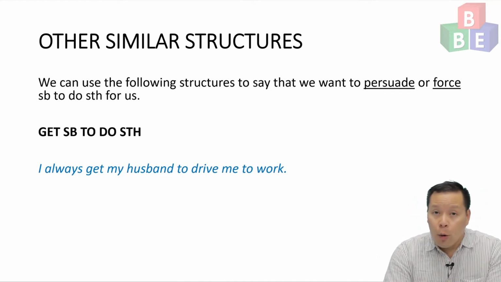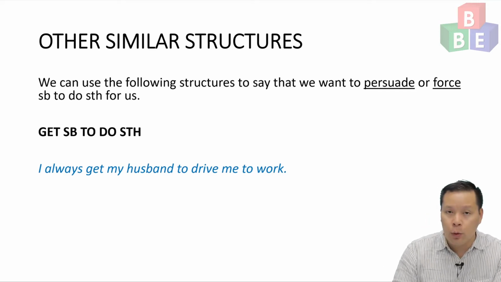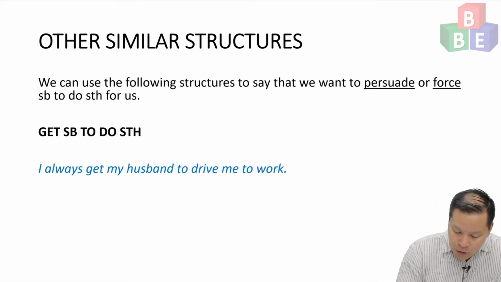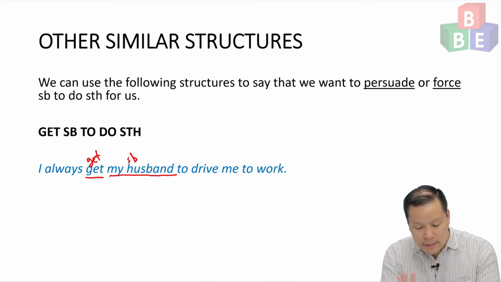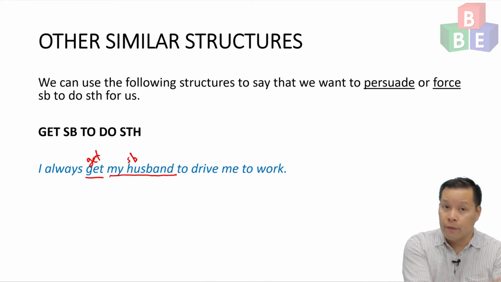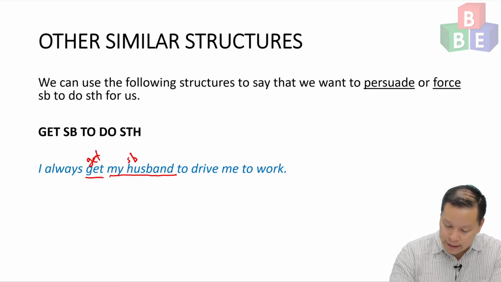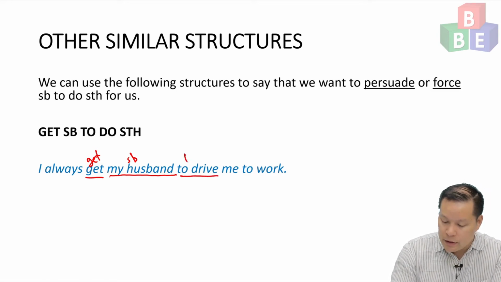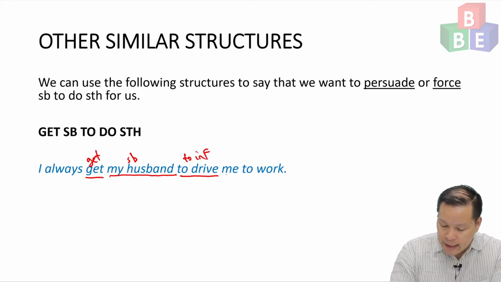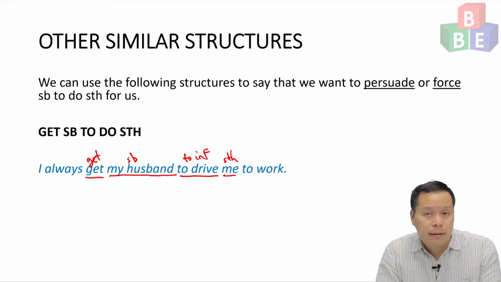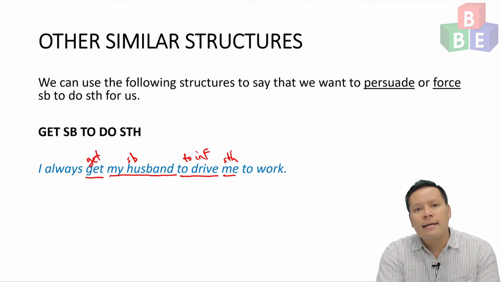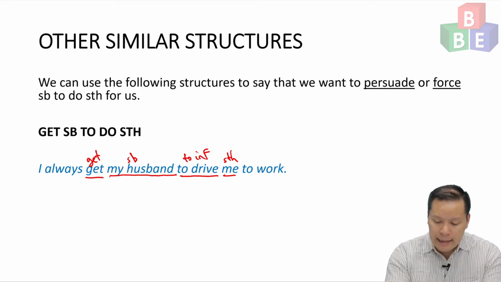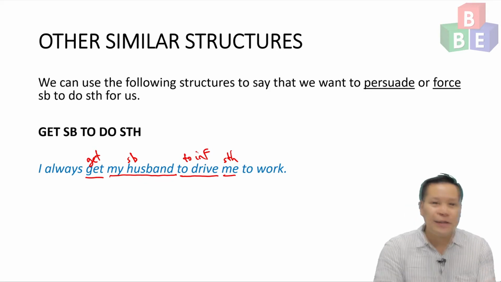For example, I always get my husband to drive me to work. So in this case here, we're using get and only get. Somebody here is my husband, and this somebody is the person that's going to perform the verb or the action that's coming next. To drive here is the to infinitive, and then the me is the object, the somebody or something that follows the infinitive. In this case here, it has a meaning of persuade, or I ask someone to do something and then they do it.